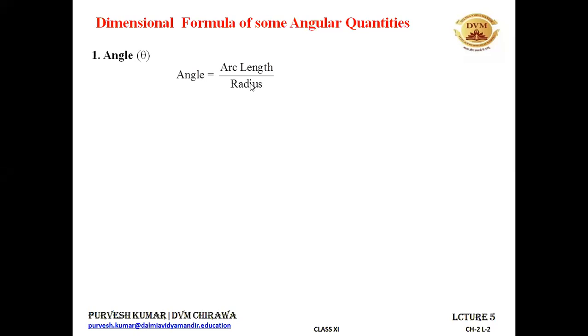Angle theta is arc length upon radius. The length of the arc is some type of length, a distance, and the radius is also some type of length. So both must have dimensional formula L. It can be written like this, L upon L, because for arc length the dimensional formula is L, and for radius also the dimensional formula is L, since they are both some kind of length. Both lengths get cancelled out and you are left with one only.